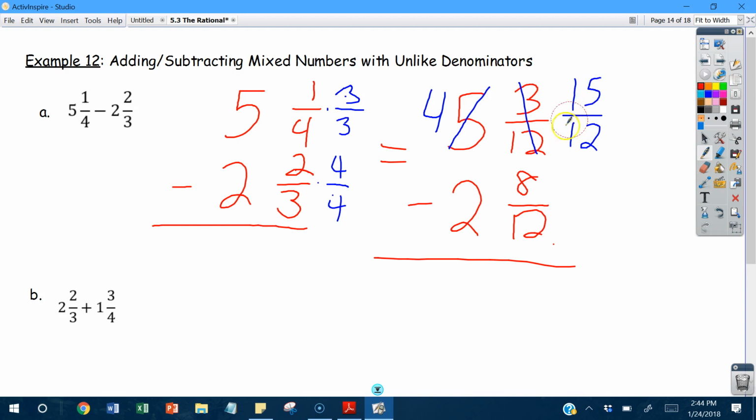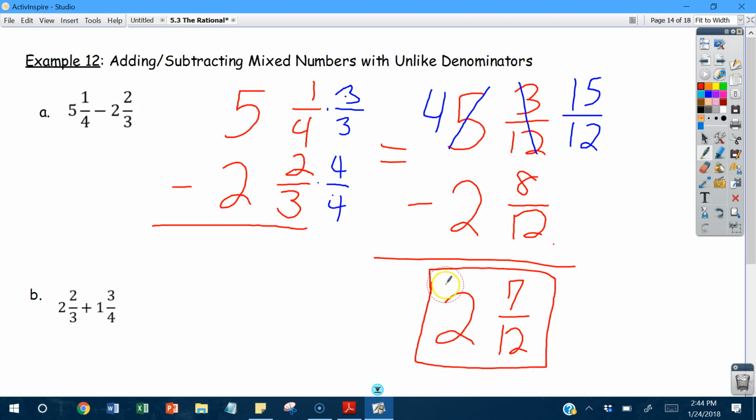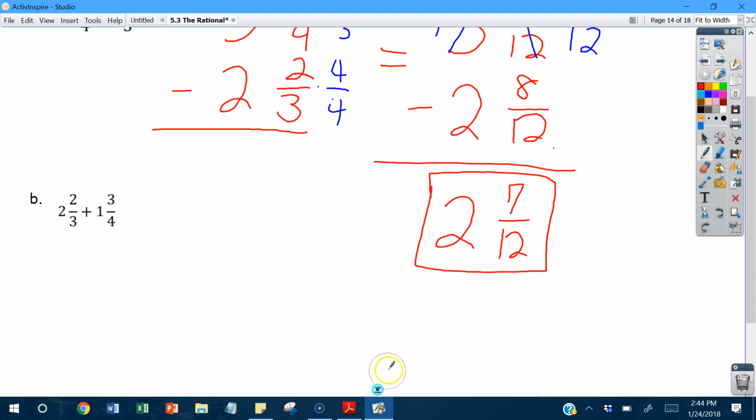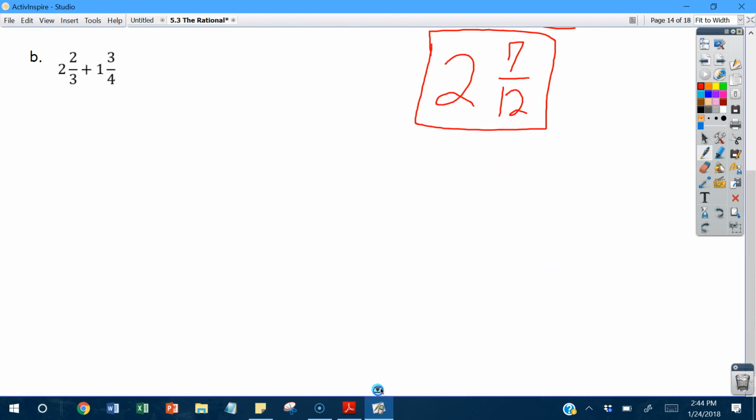Now that I've done this, the subtraction part is going to be really easy. I can take 15 minus 8, and that becomes 7/12. And then I can subtract the whole parts, 4 minus 2, to give me 2 whole pieces. And this is my answer. That 7/12 doesn't simplify, so I'm done. So again, it's this idea of borrowing that you've done when you subtract numbers regularly.